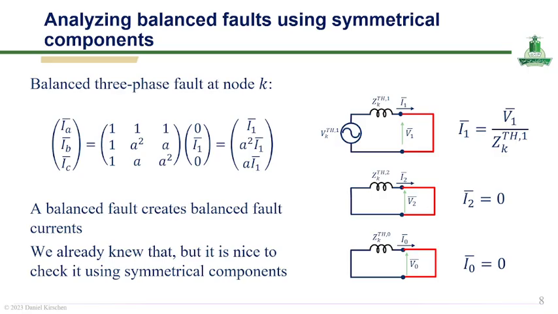significantly simplifies the analysis. The equivalent circuit on the right-hand side illustrates that only the positive sequence impedance contributes to the fault current, leading to the expression I1 is equal to V1 divided by ZK Thevenin positive sequence. This confirms an important concept. A balanced fault produces balanced currents, and symmetrical components provide a convenient and systematic way to verify this behavior while reducing the complexity of the system.